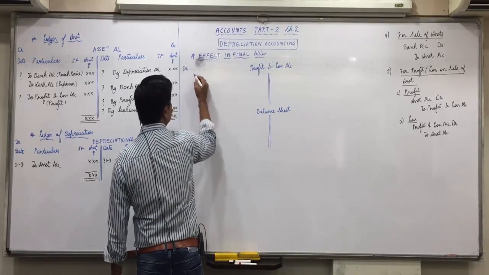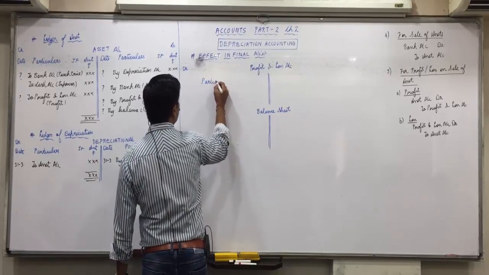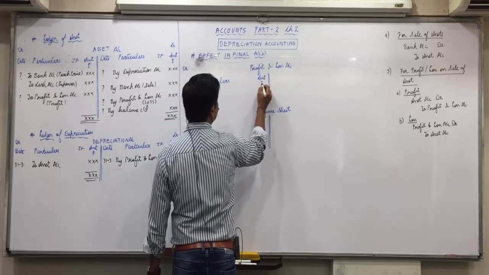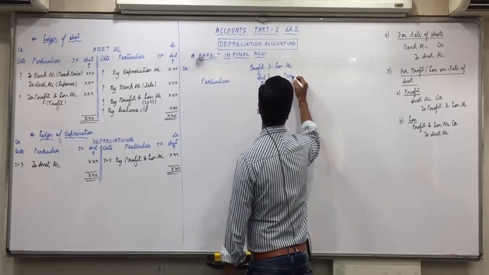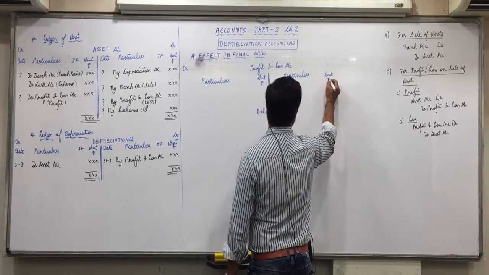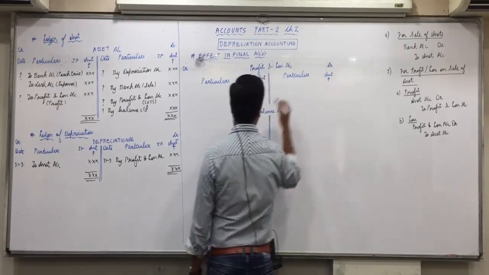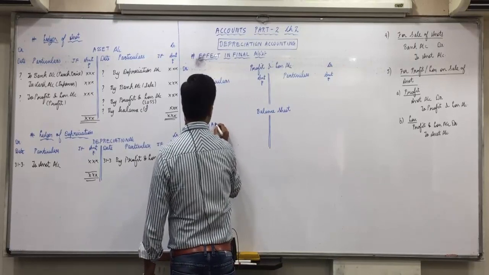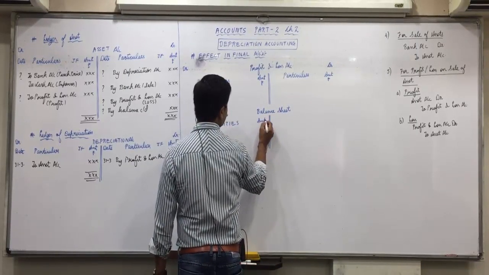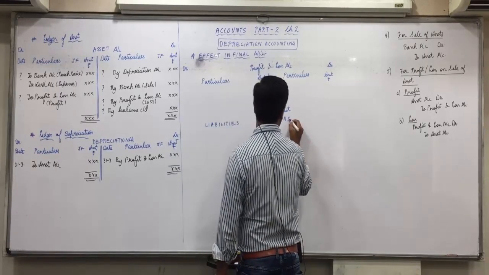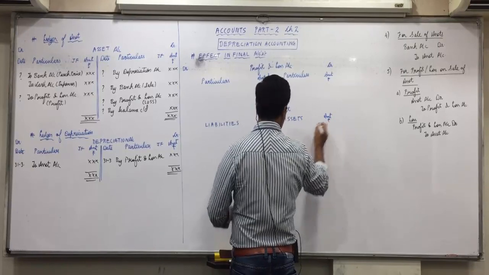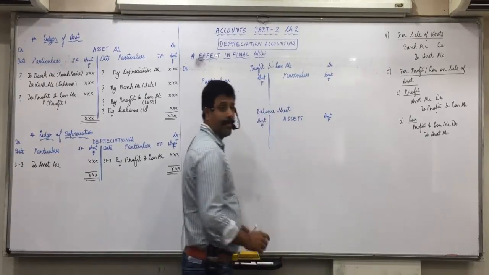Profit and loss account has columns of particulars and amount. And balance sheet has liabilities and assets. Maintain silence. Understand it, then you can keep writing it.